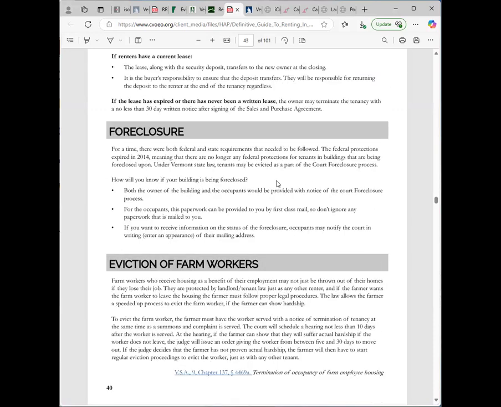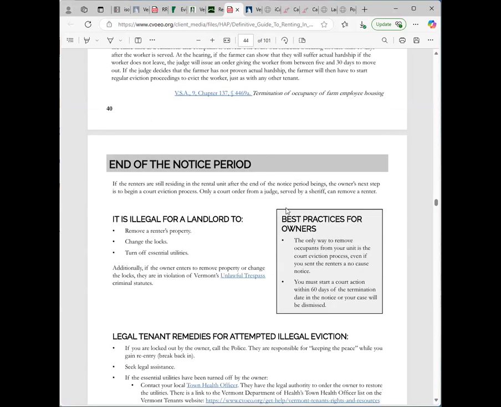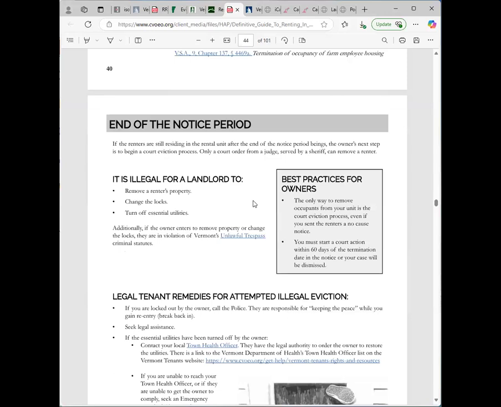This talks about foreclosure, eviction of farm workers. This was unique to Vermont, which I wasn't expecting, but this was talking about farm workers who receive housing as a benefit of their employment. They can't just be thrown out of their homes if they lose their jobs. There's a whole section on this. And end of notice period.